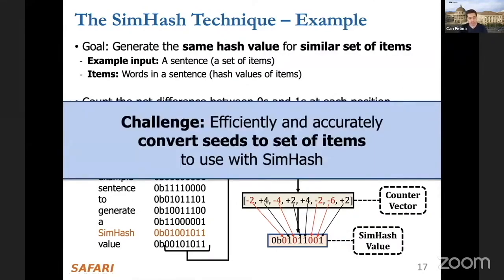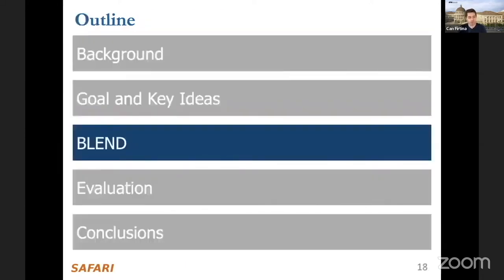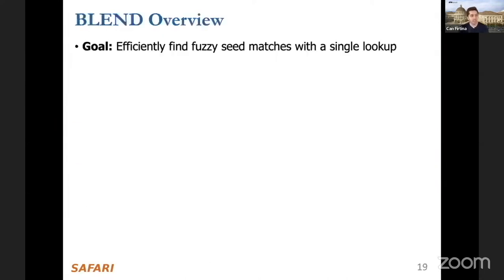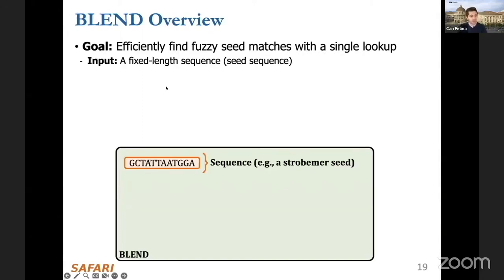So the challenge here is to efficiently and accurately convert these seeds to a set of items to use with SimHash. This is where Blend comes into play. So this is the overview of Blend, and in Blend, our goal is to efficiently find fuzzy seed matches with a single lookup of hash values. The input that we provide to Blend is a fixed length sequence, a seed sequence. This could be a k-mer, a minimizer sequence or a strobemer sequence. It doesn't really matter. It is essentially an input sequence that we want to generate the hash value from.